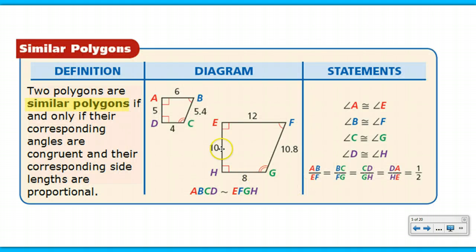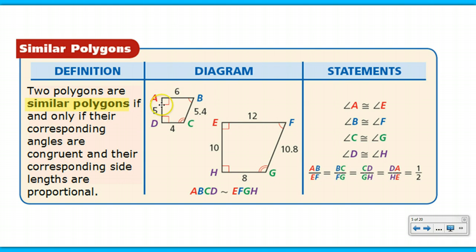So our definition of similar polygons: two polygons are similar if and only if their corresponding angles are congruent and their corresponding side lengths are proportional. So notice that angle A and E are both right angles, congruent, right? Angle D and H are also right angles, congruent. Angle B is congruent to angle F, and finally angle C is congruent to angle G.